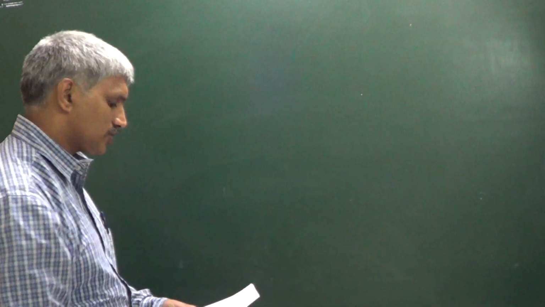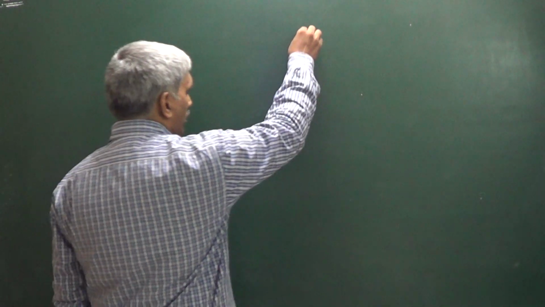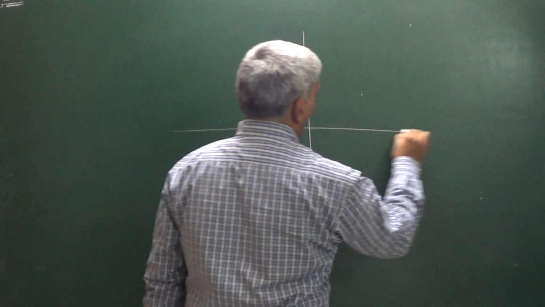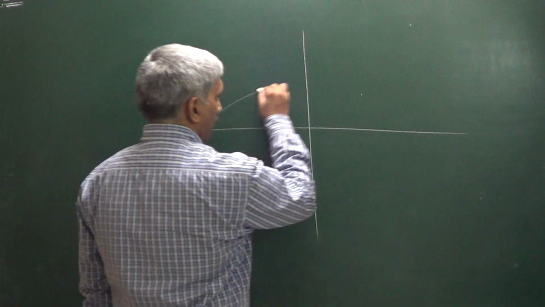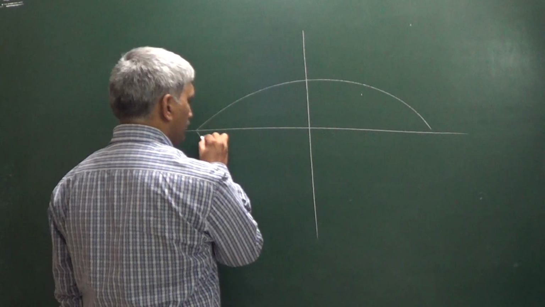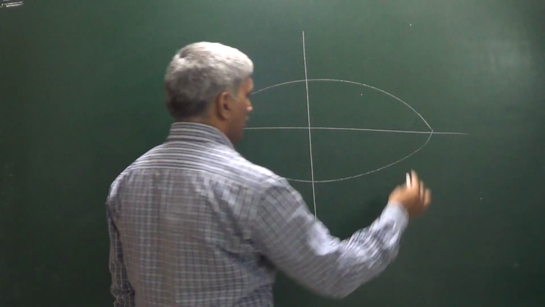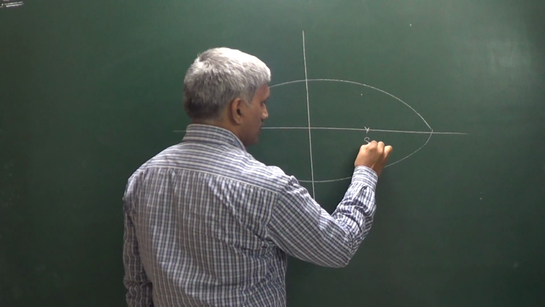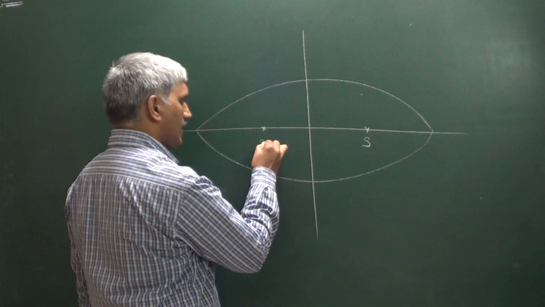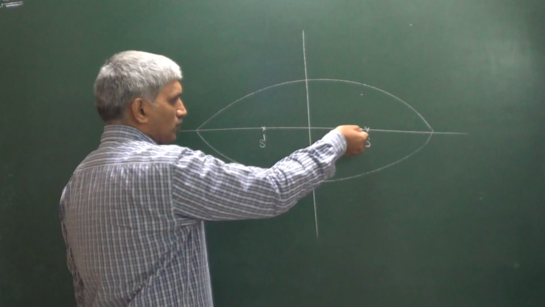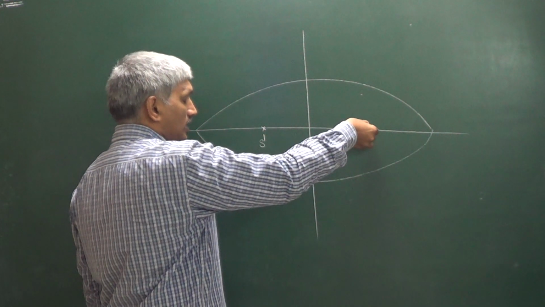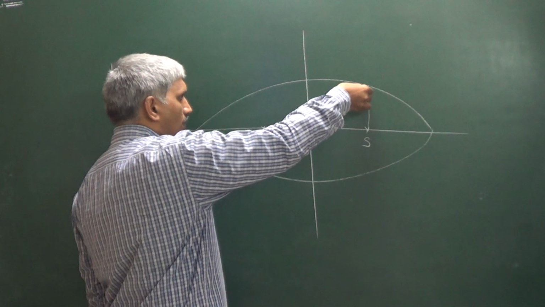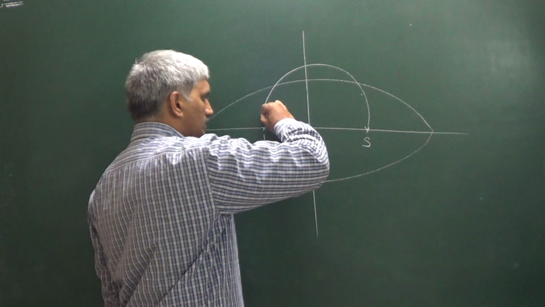So this is another question. A circle is described on the line joining the foci of the ellipse. This is an ellipse. Under the first case, when a is greater than b, one focus is S, the other focus is say S'. What is it saying in the question? A circle is described in such a way.